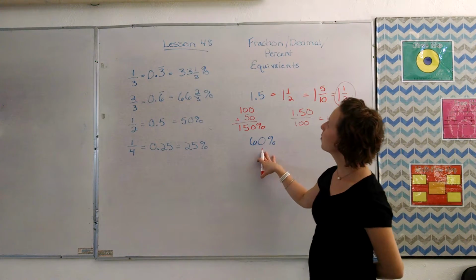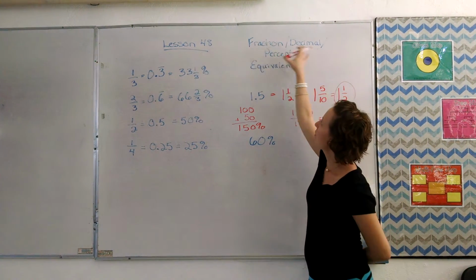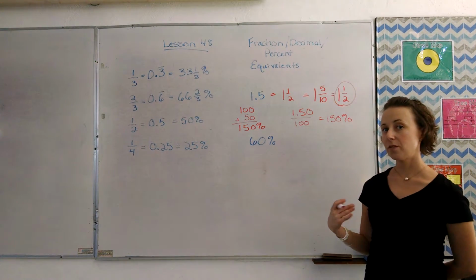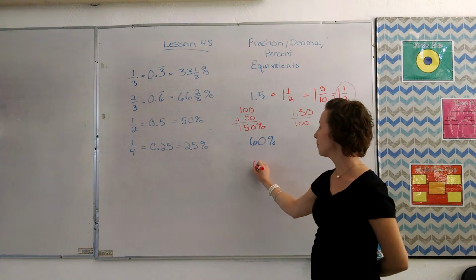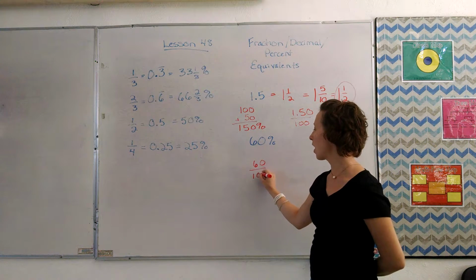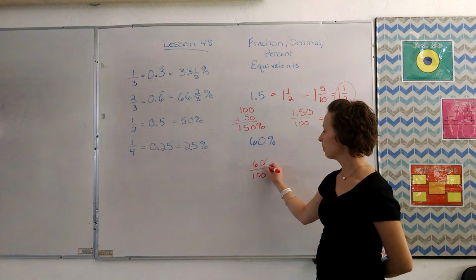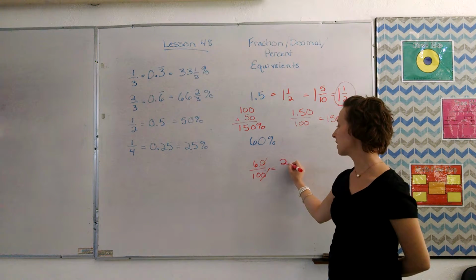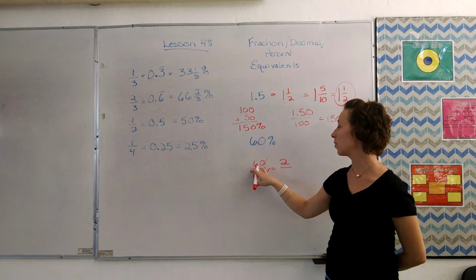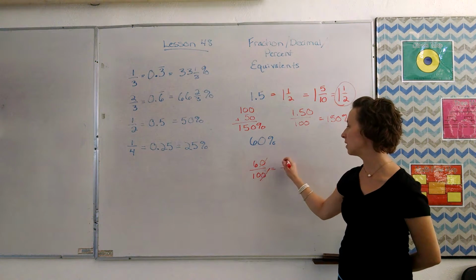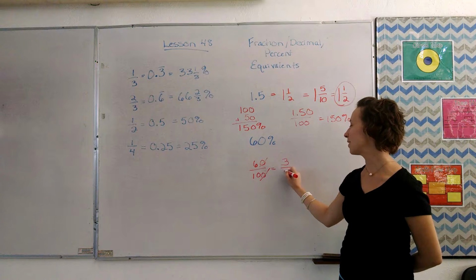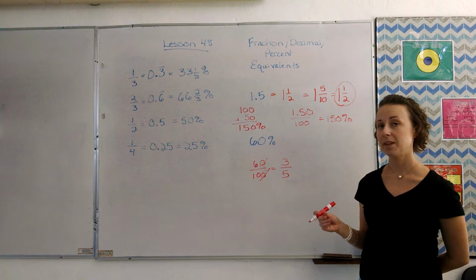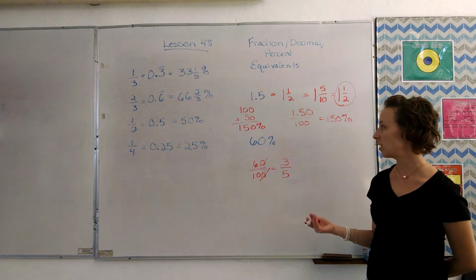Let's look down here. When we start at a percent, if we want to change it to a fraction and a decimal, I find it easiest to change them to a fraction first and then a decimal. You can do it any way you like. 60% is 60 over 100. 6 and 10 will both divide by 2. 6 divided by 2 is 3. 10 divided by 2 is 5. So 60% is 3/5.